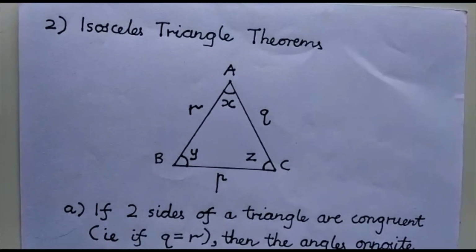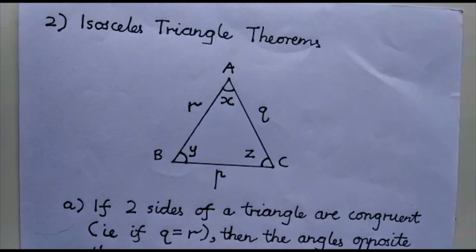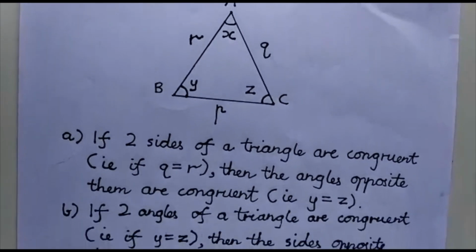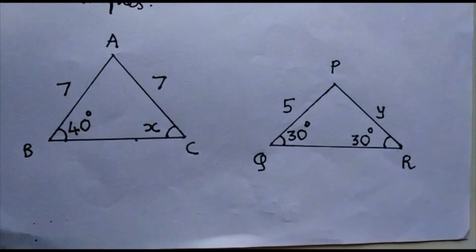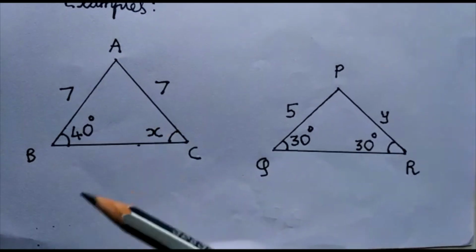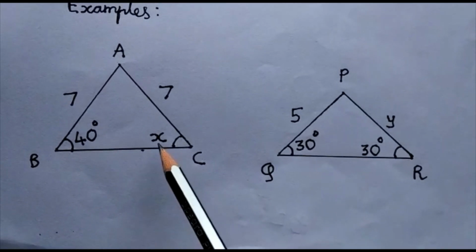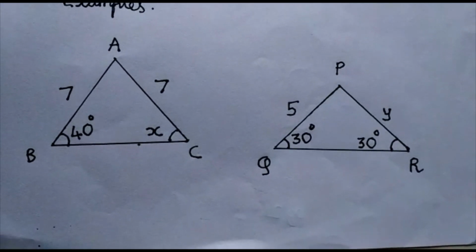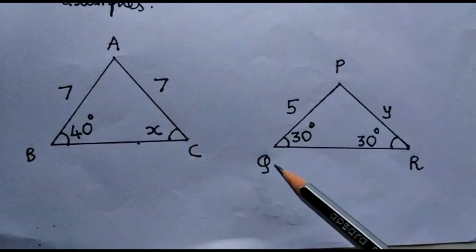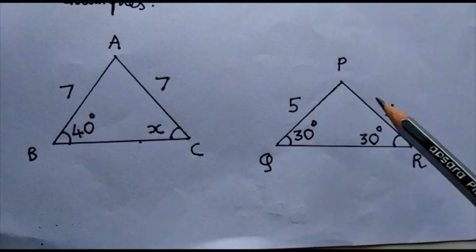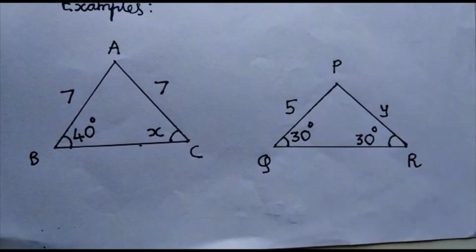The second triangle theorem is the isosceles triangle theorem, which has two parts to it. The second part is the converse of the first part. Let me first give you an example of the theorem. If we have a triangle ABC in which the length AB equals length AC equals 7 units and angle ABC equals 40 degrees, then X can be nothing but 40 degrees. Now, if we have a triangle PQR in which PQ equals 5 units and angle PQR equals angle PRQ, which is 30 degrees, then Y can be nothing but 5 units.